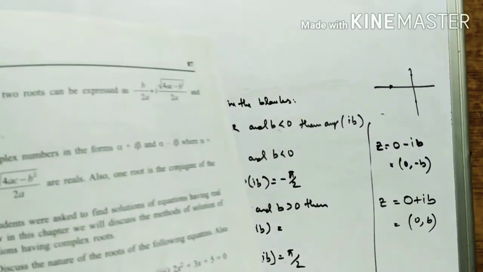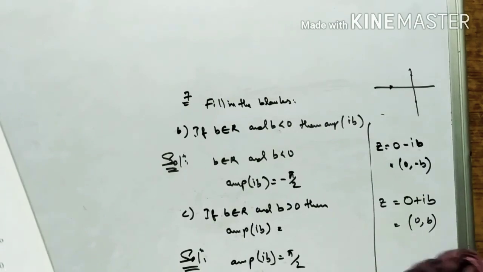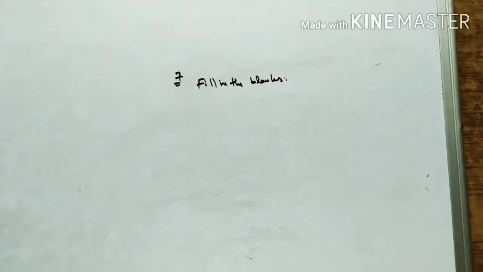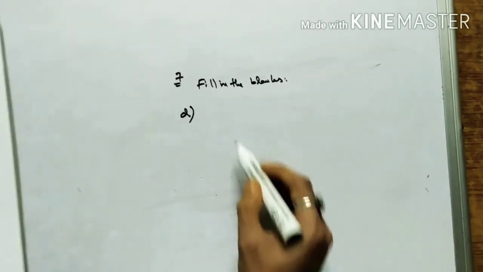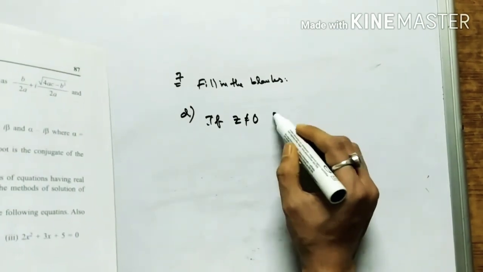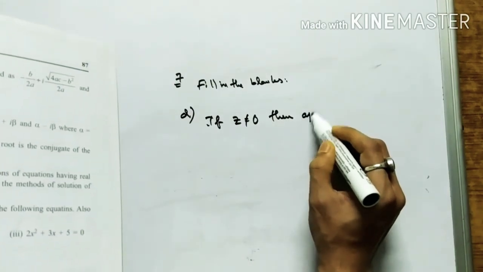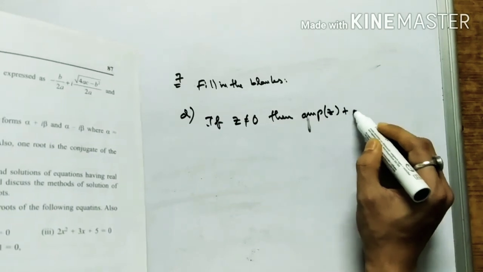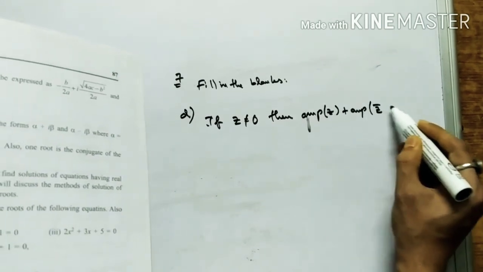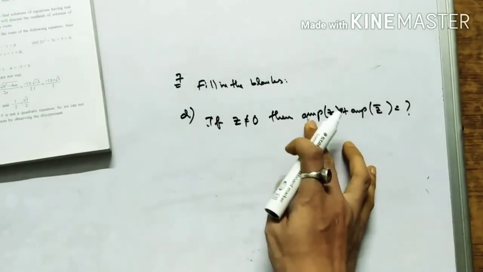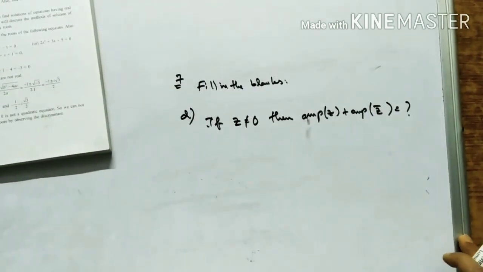Next is part D. It says that if Z is not equal to 0, then find amplitude Z plus amplitude Z bar.